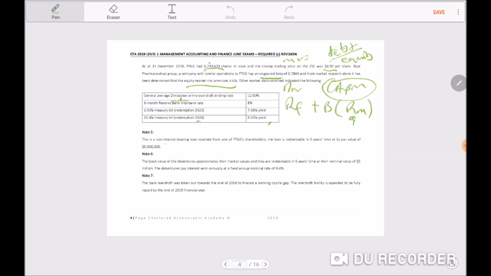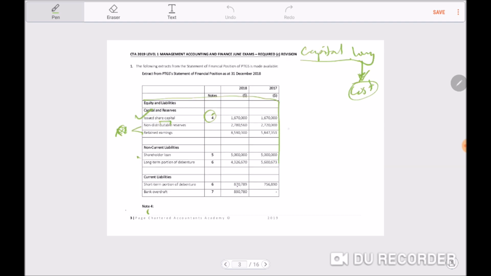On the shareholders loan, if you go to note 5, this is a non-interest bearing loan. Before you even think, it's non-interest bearing, which means the cost is 0. So we should state why we are excluding it: shareholder loan is non-interest, therefore no cost. Simple. 1 mark, and then we move on. You don't have to think too deep.